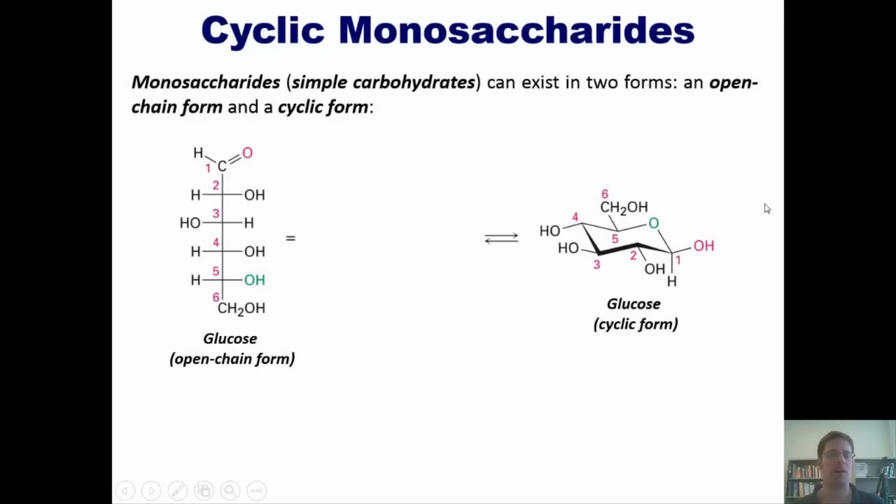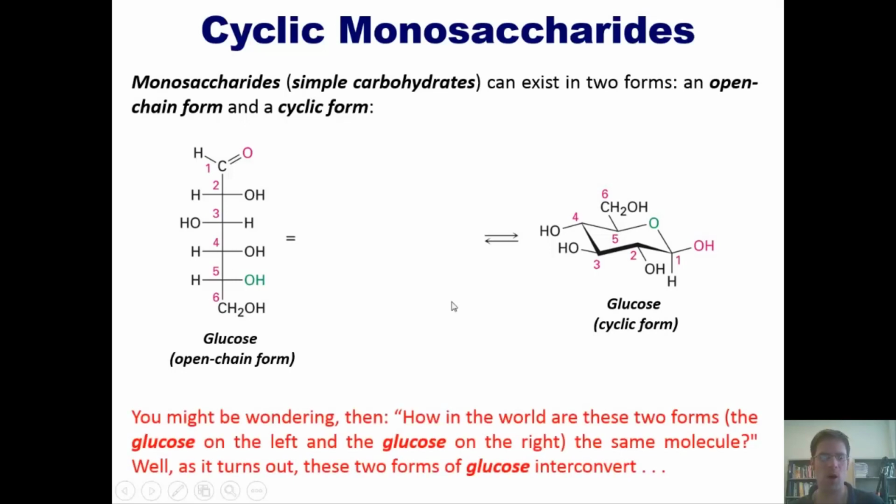Monosaccharides, or simple carbohydrates, can exist in 2 forms: an open chain form, drawn right here, and a cyclic form, depending on how you pronounce it. Some of those might have been absolutely ridiculous pronunciations, but, you know, I like the ridiculous. This is the cyclic form of glucose, this is the open chain form of glucose. And these are actually the same molecule. Now you might be wondering then, how are these 2 molecules the same molecule? They look totally different. I'll show you.